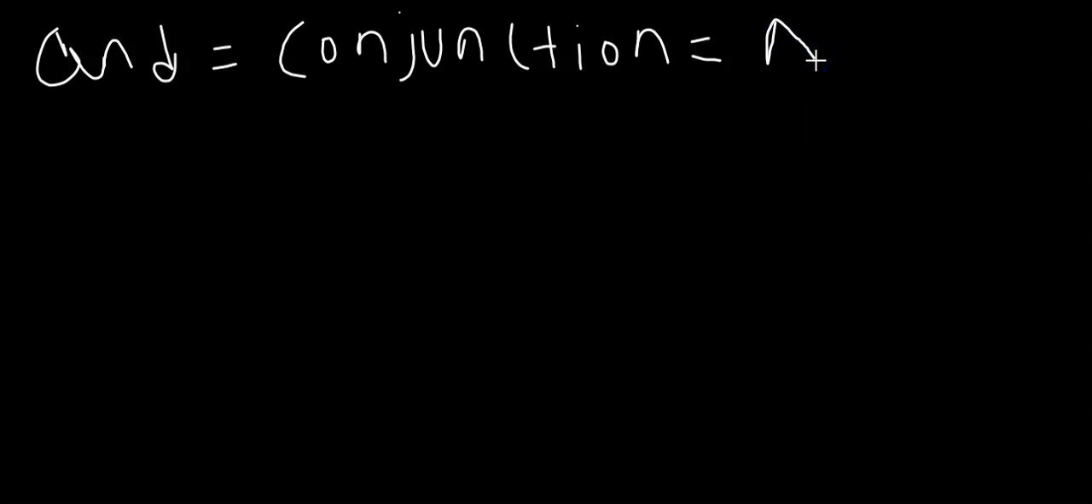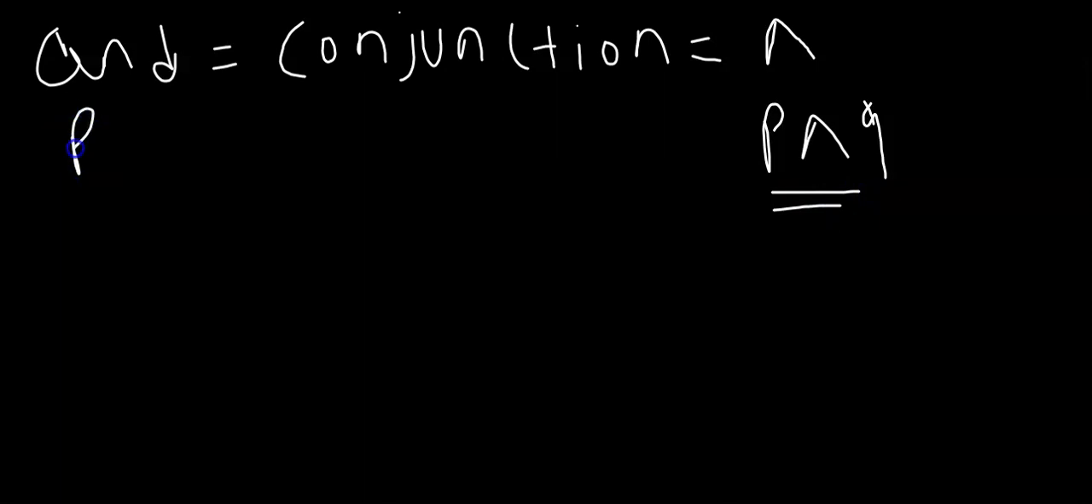The way you say it is, this means P and Q. This is what a P and Q is. Or it also means P conjunction Q. So this is how you do it. So now let's see it.